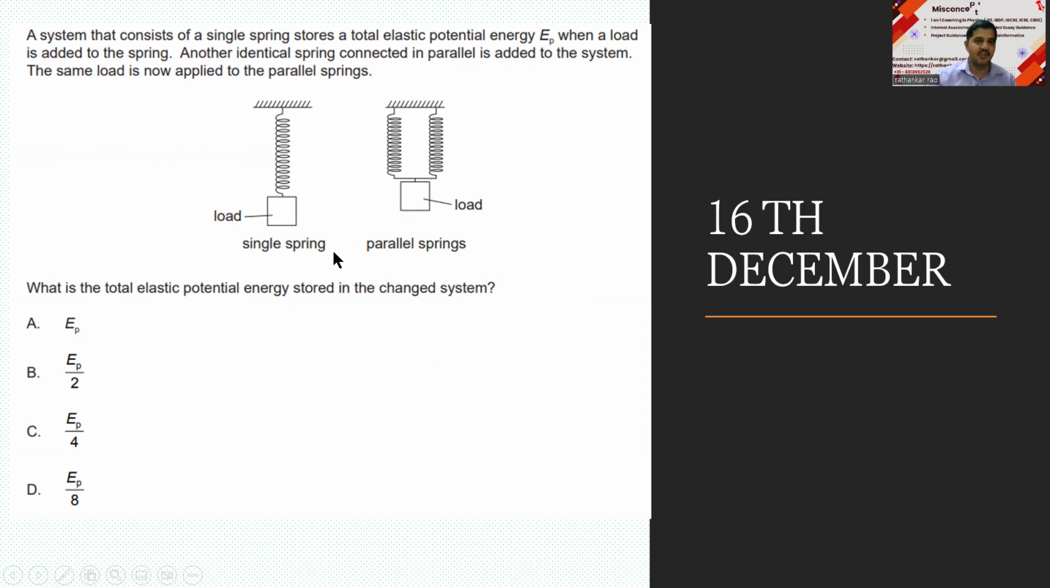What is the total potential energy? Elastic potential energy stored in the changed system. What if we change the system? That means what is the potential energy in this system? Now, the clue here is that when you have one spring, the spring constant is K. When you have two springs connected in parallel, then what should be your spring constant?